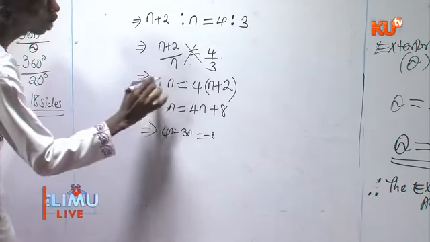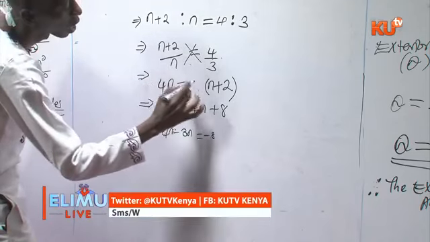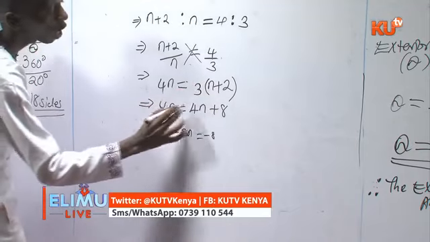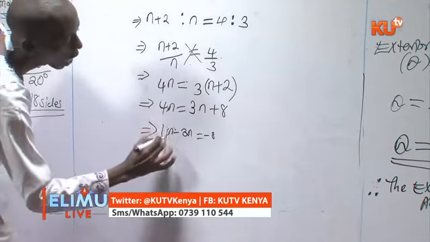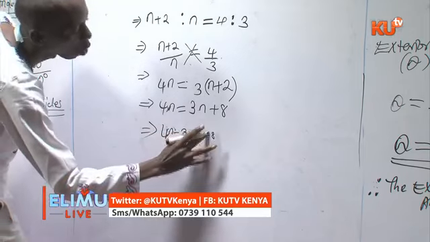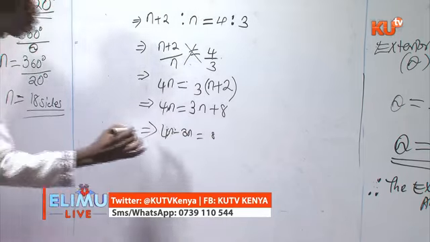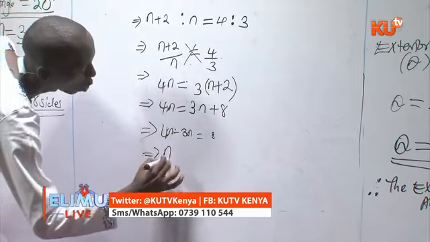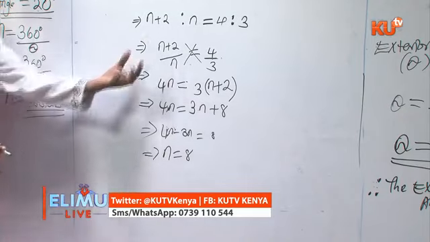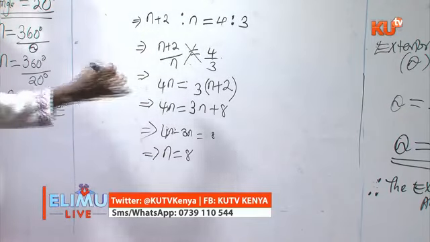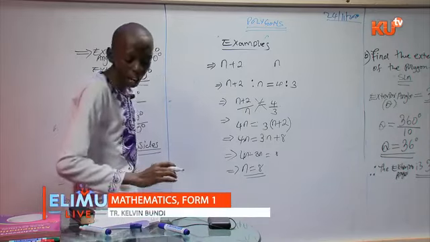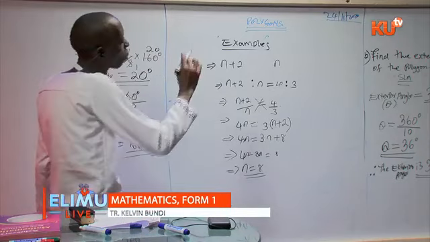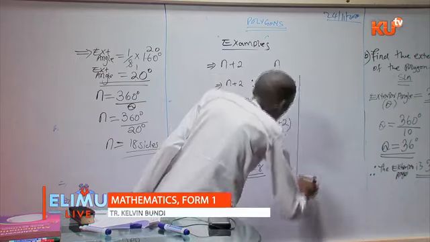I hope you've noted the correction. 4n, 3, then 4n, then 3. Then you'll have 4n minus 3n is equal to positive 8. So n is equal to 8. Since you have gotten n, this is an octagon. Since you have gotten n, you can get the sum of the interior angles.